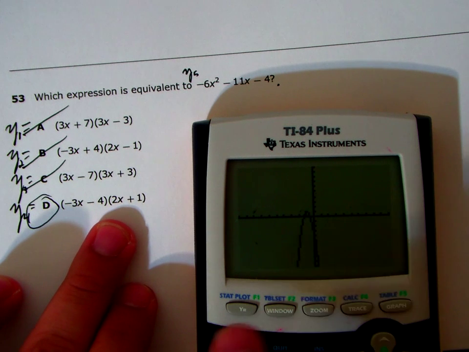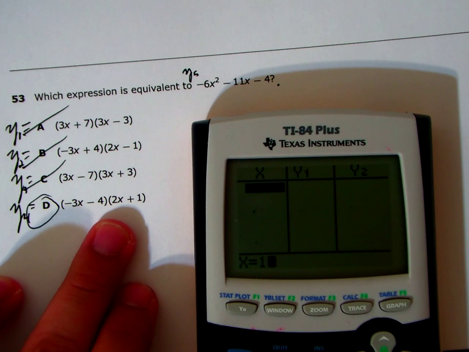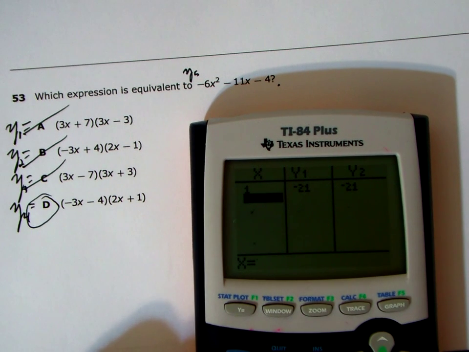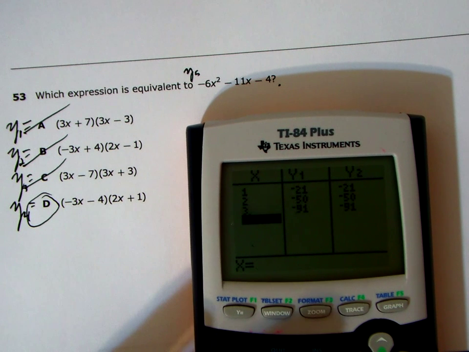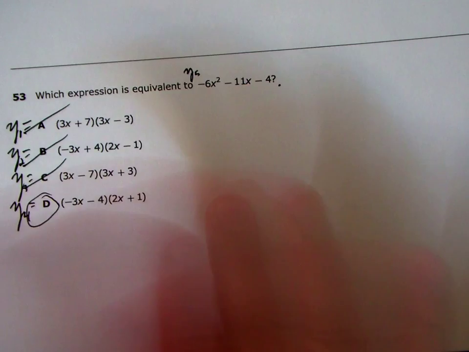Another way you could check is push second table. Right? And whatever value you put in, they should give you the same y. Let's put in 1. See what happens. See, it's negative 21, negative 21. Let's put 2. 3. See how they give you the same value? That means that they're the same function. Okay? So the answer here would be D.